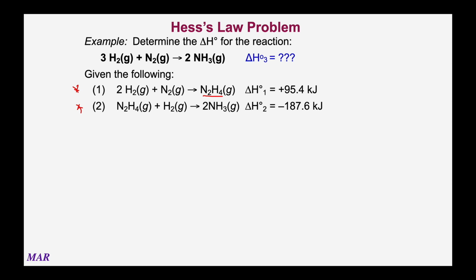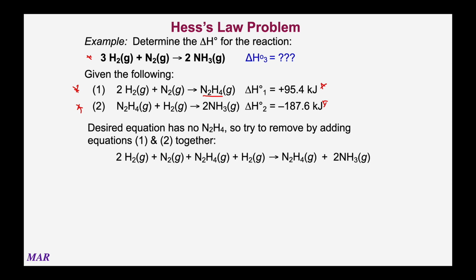But the important part for us is that some scientists figured out what the delta H's are of those two individual reactions. So with Hess's law, you can add two equations, or even more than two equations, together to give you the desired equation. And remember, the one in bold up here is the reaction that we're looking for. What you can do is add equations 1 and 2 together. So all of the reactants, 2H2 plus N2 plus N2H4 plus H2, you put them all together on the same side.